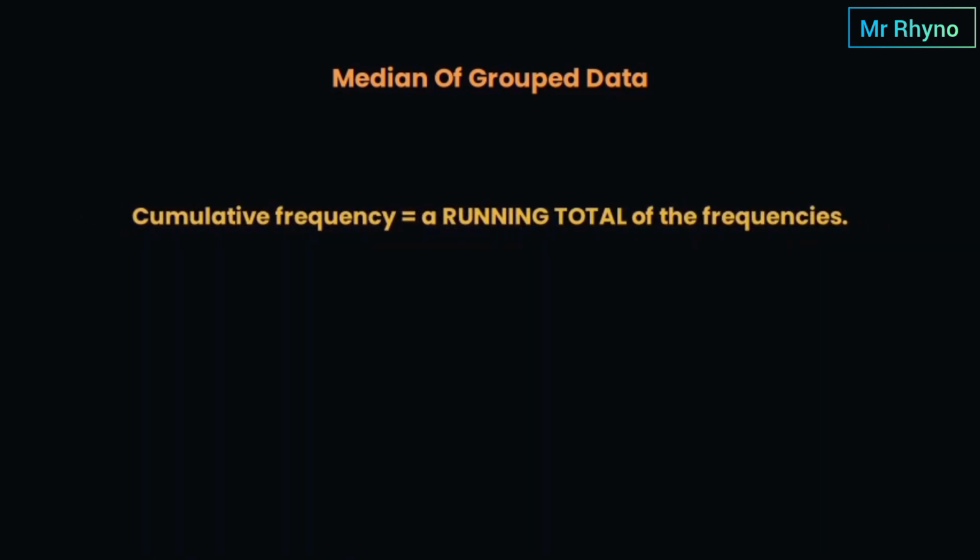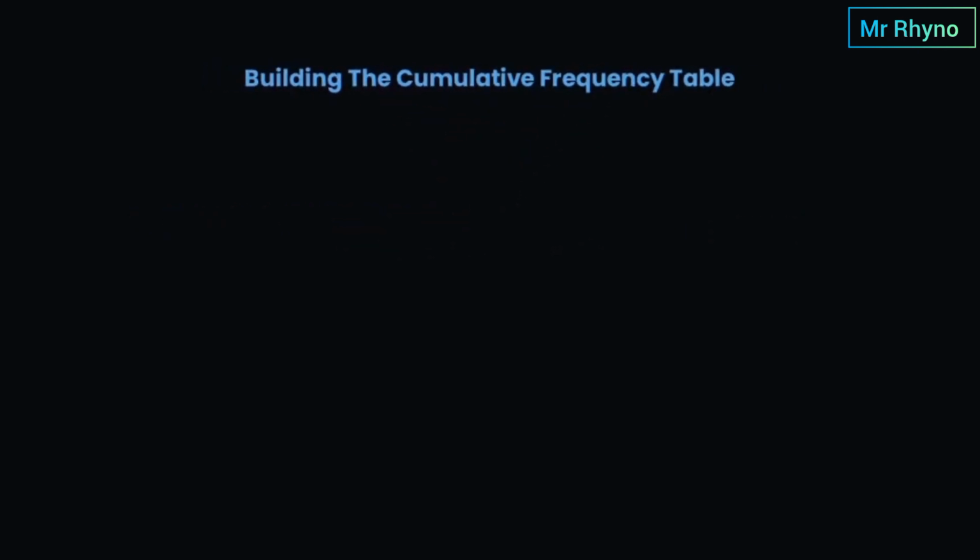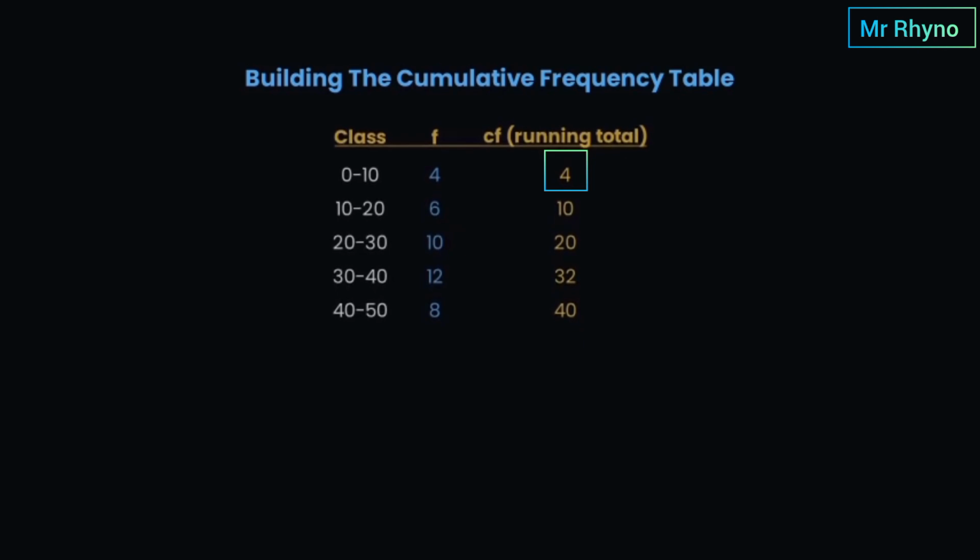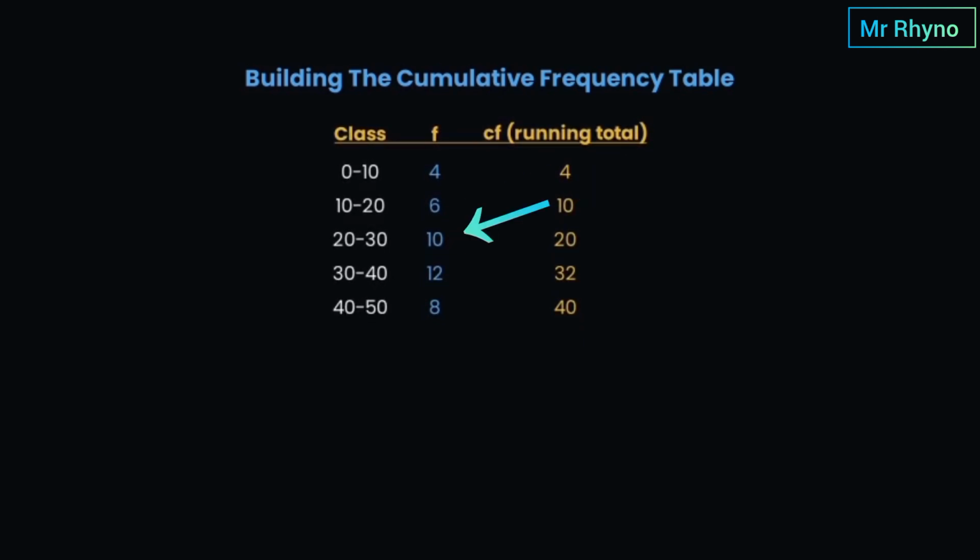Finally, the median. And this needs one new idea: cumulative frequency. Cumulative frequency is basically the running total of the frequencies class by class. 4 stays 4, 4 plus 6 is 10, 10 plus 10 is 20, 20 plus 12 is 32, 32 plus 8 is 40, matching our total of 40 students.